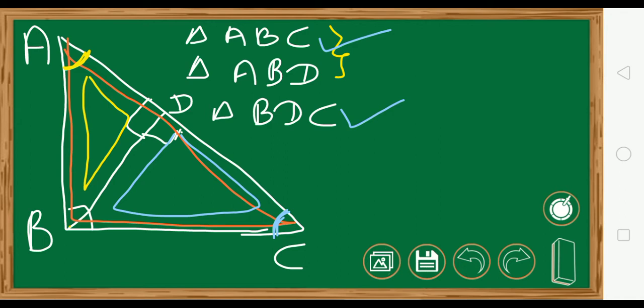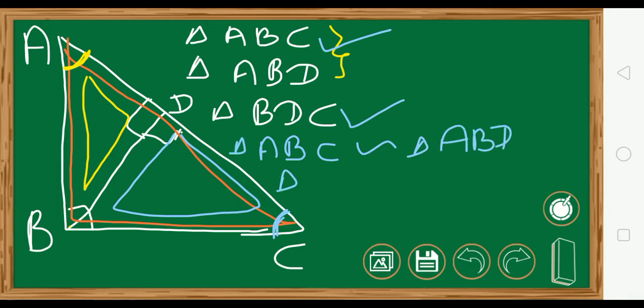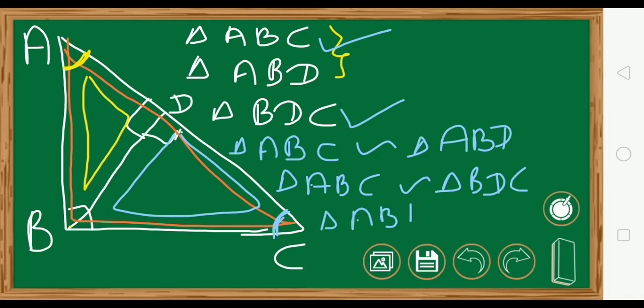So what do we get? We get that triangle ABC is similar to triangle ABD, and we get triangle ABC, the same triangle, is similar to triangle BDC also. So from 1 and 2 what can you say? Now ABD is similar to this, BDC is similar to this only. That means from 1 and 2 we can write that triangle ABD is similar to triangle BDC.